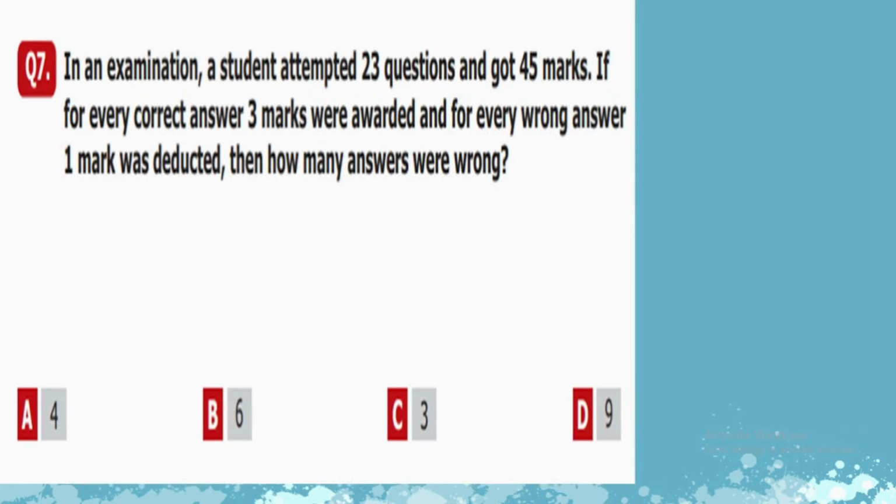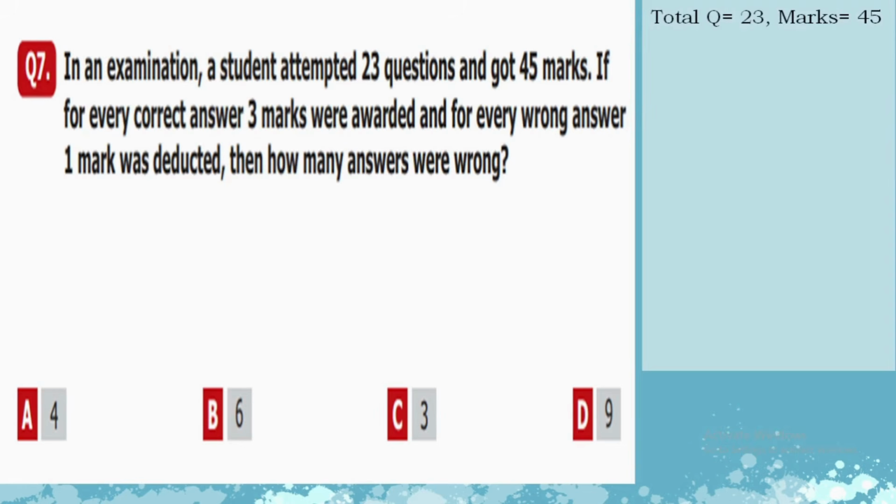Question number 7. In an examination, a student attempted 23 questions and got 45 marks. If for every correct answer 3 marks were added and for every wrong answer 1 mark was deducted, then how many answers are wrong? So here we have to make different combinations, but first of all we will write the given information. There are total 23 questions and he got 45 marks.